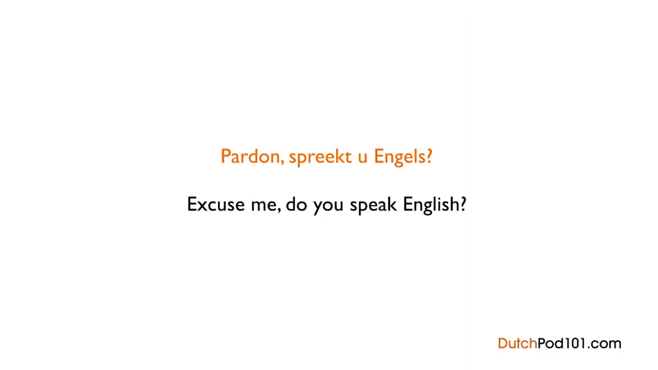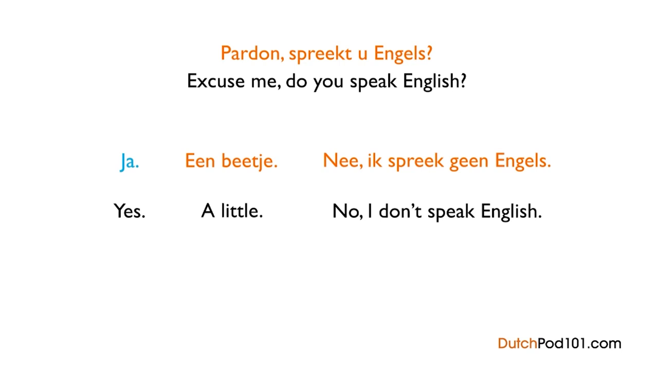The responses you will receive could be one of these three. Ja, yes. Een beetje, a little. Nee, ik spreek geen Engels. No, I don't speak English. Since the last one is a negative statement, we need to say geen after the verb spreken. Notice also that the verb spreek is slightly different than spreken. Remember, the verb changes depending on the pronoun used. We are now talking about ik, Dutch for I. Thus, I do not speak is ik spreek geen.